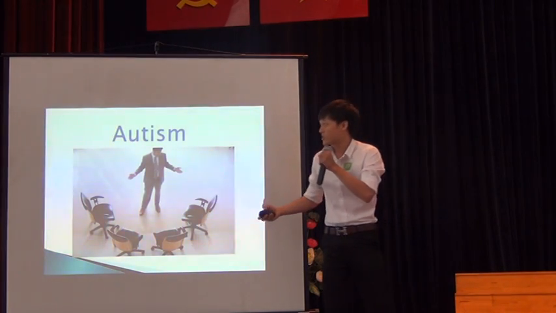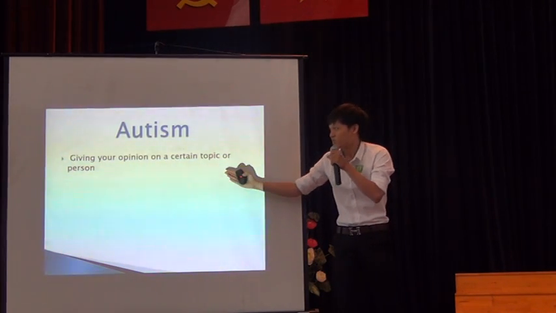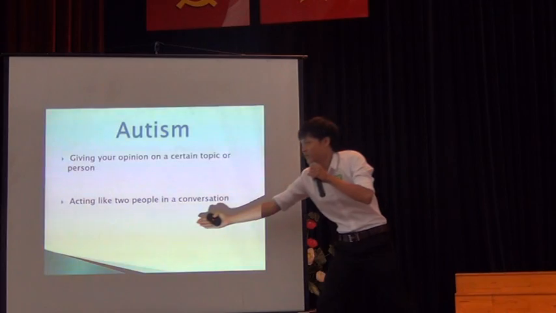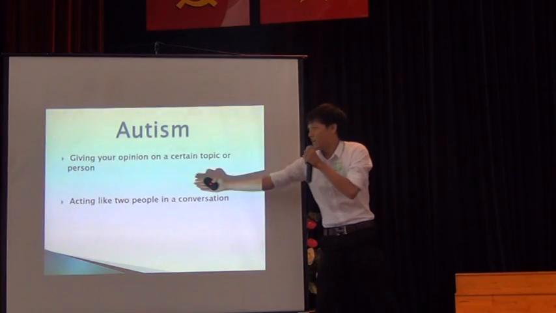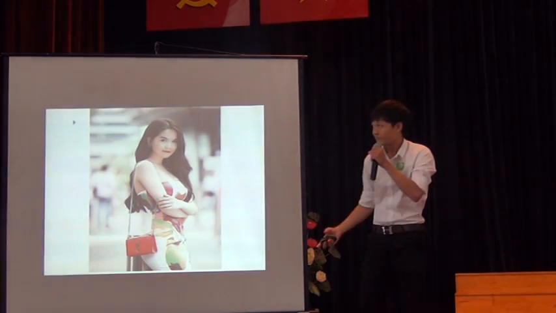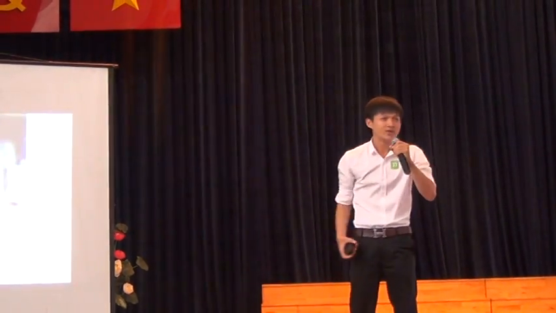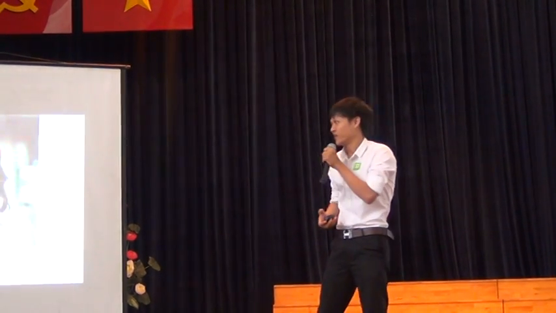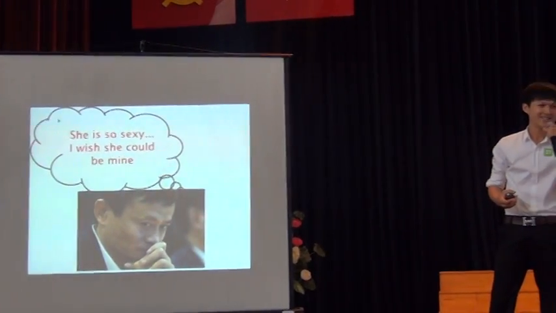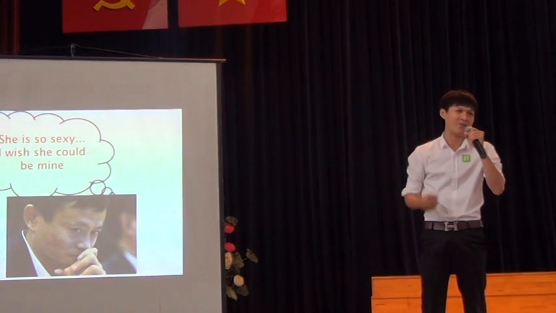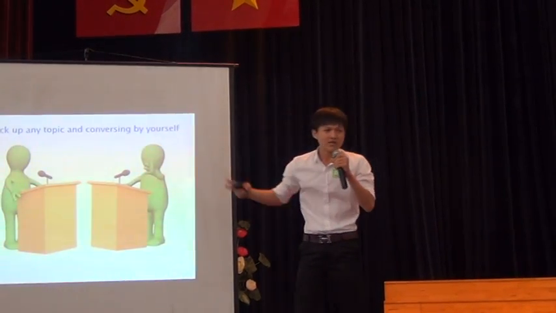Because you know, autism has two types. The first is giving your opinion on a certain topic or person. And the second is acting like two people in a conversation. I will give you an example of the first one. When you walk on the street and look at a girl, she's very beautiful, and you just have something in your mind. You just say something like, oh, she's so sexy. Maybe she could be mine. Like that. It will give you a good reaction in your mind, very naturally.